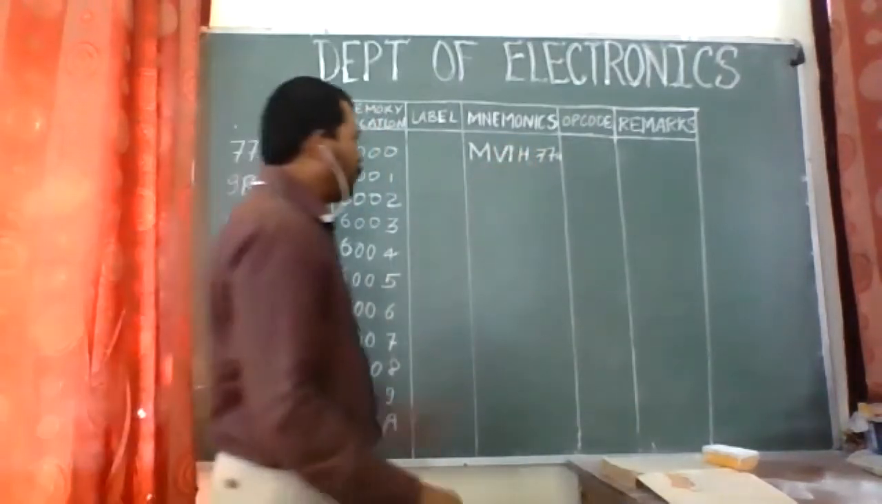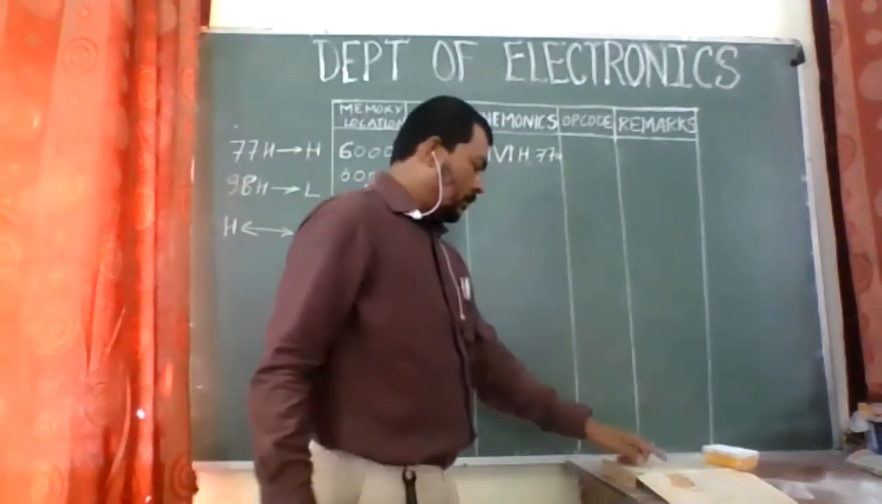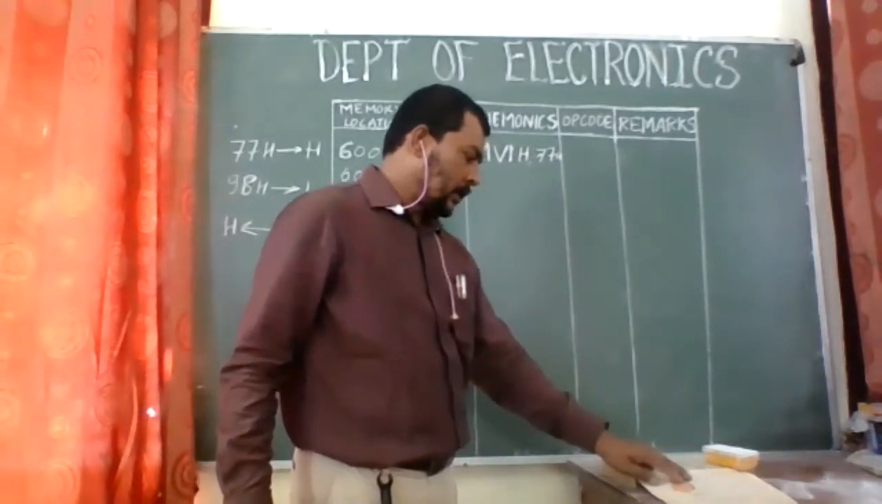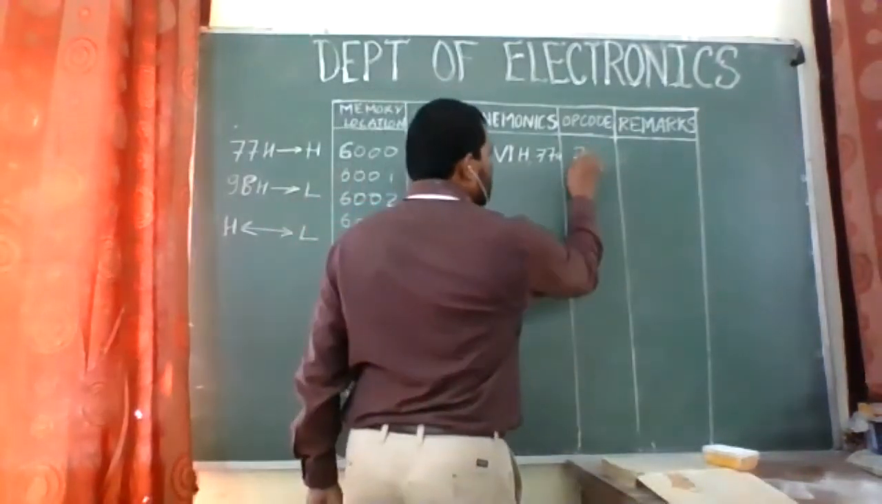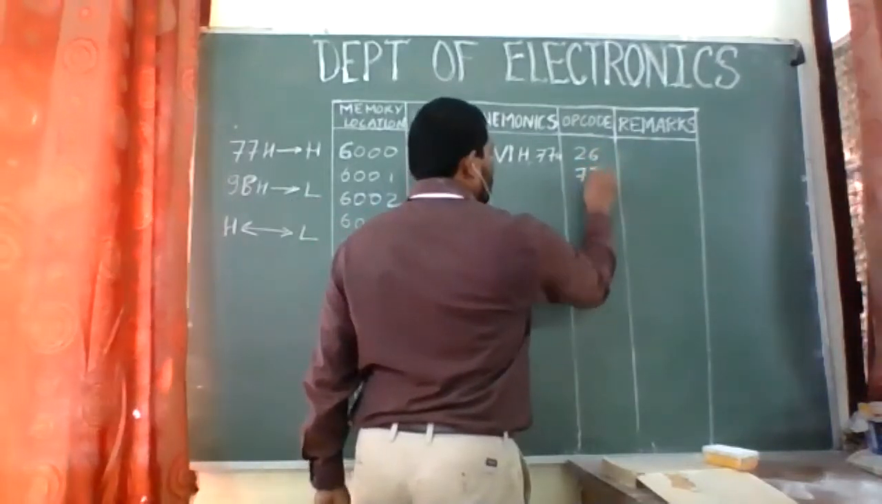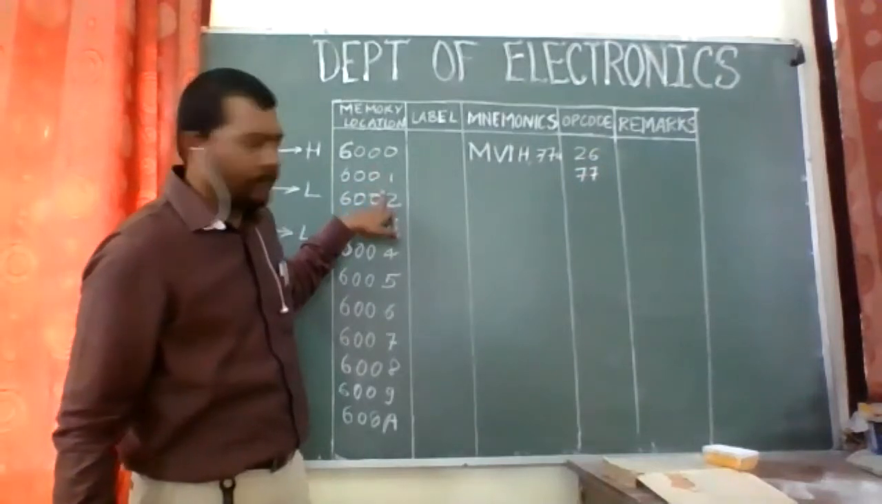The opcode for the MVI instruction is, hold for a second. If you have that, you can convey it to me. MVI H, yes, so the opcode is 26 and our data is 77. So we will require two memory locations, 6000 and 6001. Right.